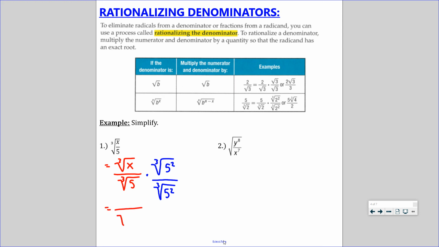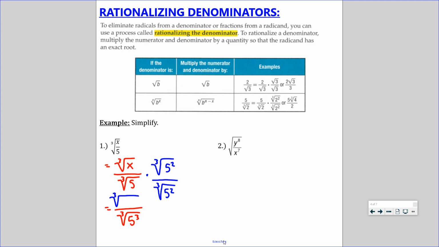I'm going to get the cube root. I'm not going to write it as 125. I'm going to get the cube root of 5 times 5 squared, which is 5 to the 3rd. So I'm trying to get my denominator to be a perfect 3rd power because this is a cube root. Up top, I would write this as the cube root.